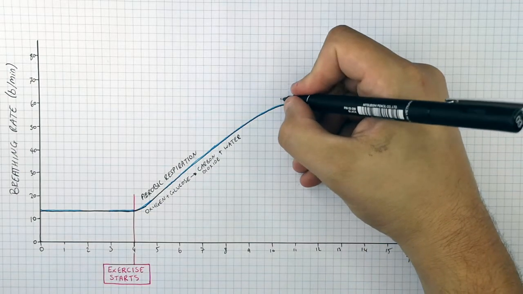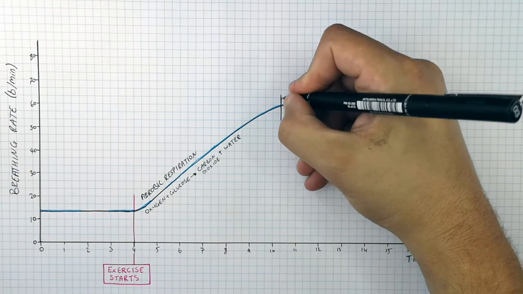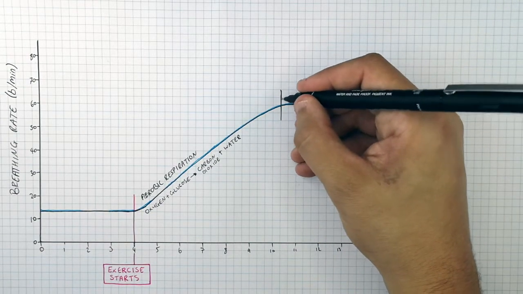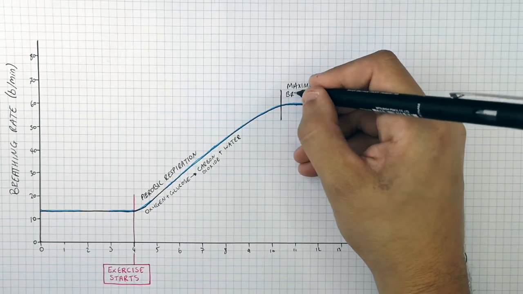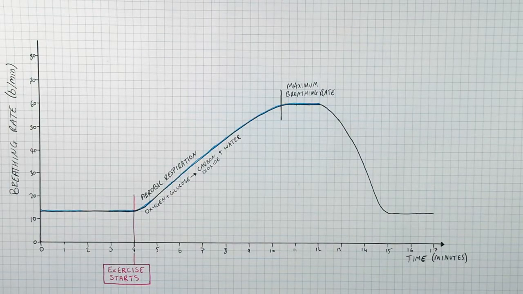And just after the 10-minute mark, they reach their maximum breathing rate. This is where they can no longer breathe at an increased rate. So this is their maximum breathing rate, which then plateaus.